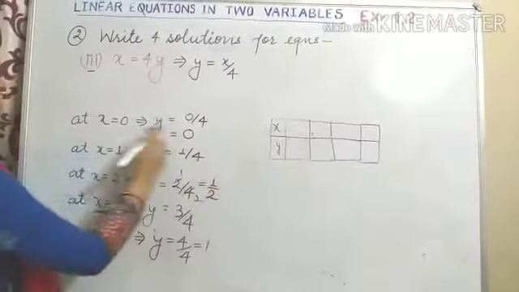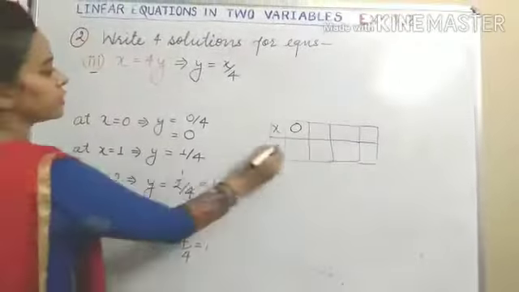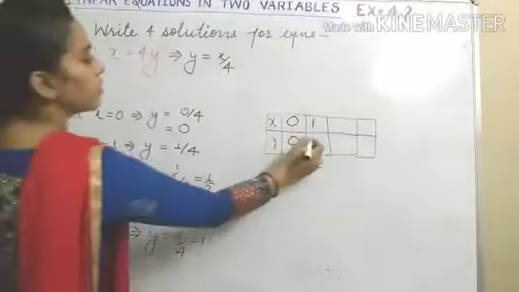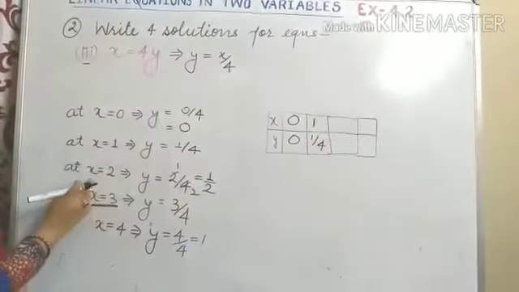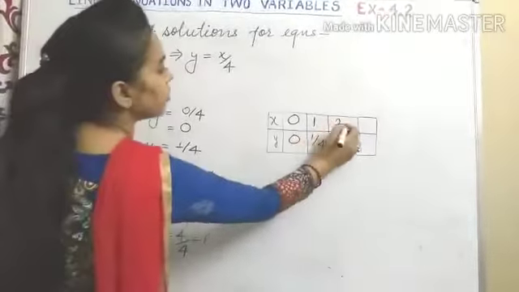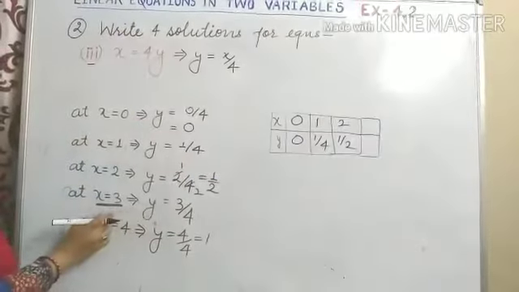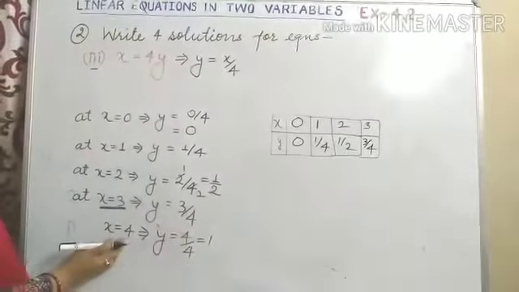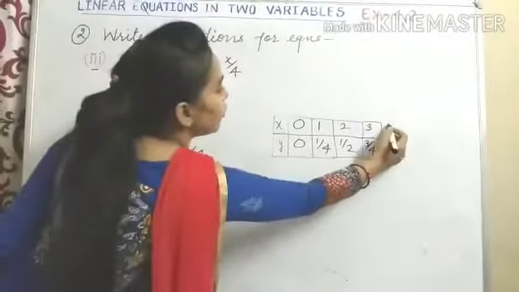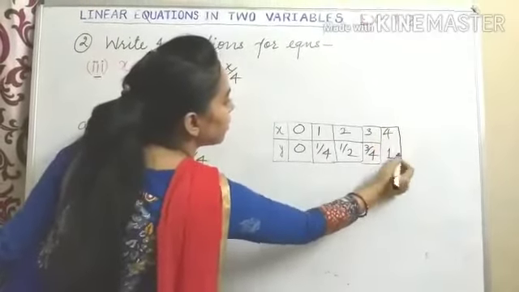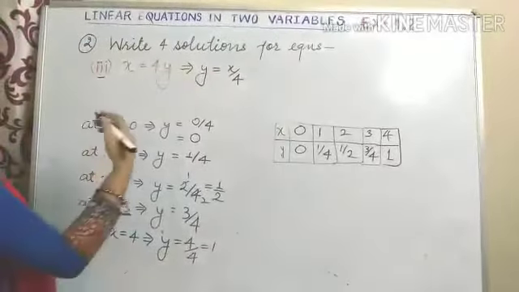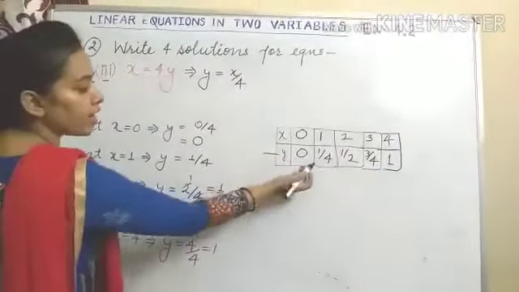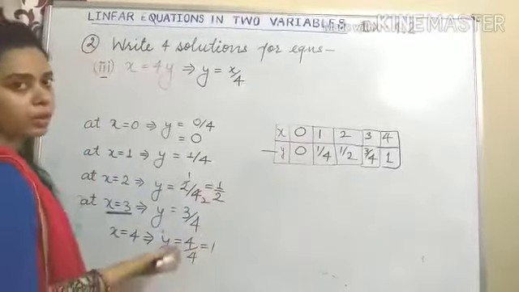Now we will make this box. For x equal to 0, y is equal to 0. For x equal to 1, y is 1 by 4. For x equal to 2, y is half. For x equal to 3, y is 3 by 4. And for x equal to 4, y is 1. You can take as many values as you want. Whether you want to make y fractional or a whole number, it all depends upon your choice.